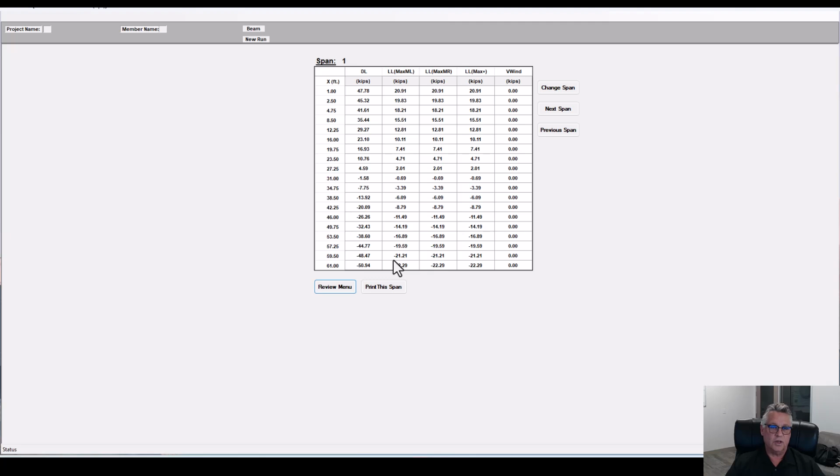Beam shears are the same thing. The first point is going to be the face of the column. The second point is going to be h/2. But these were the unfactored dead load, live load shears.